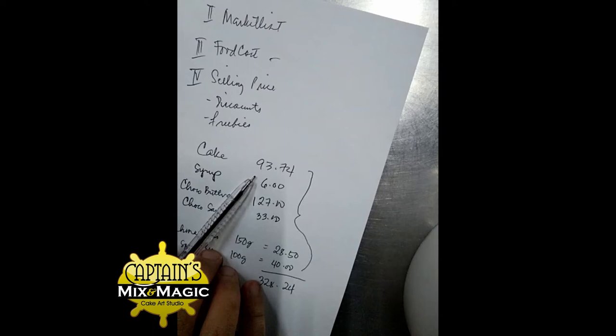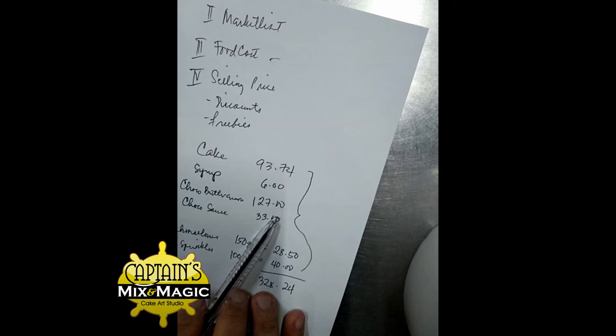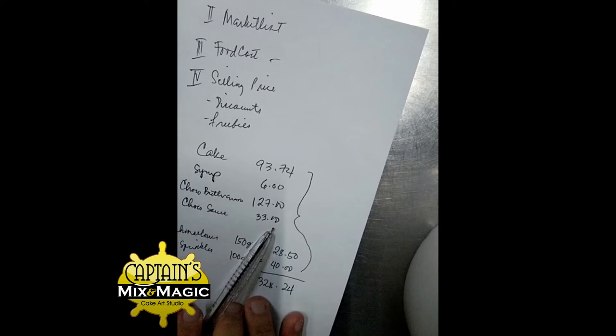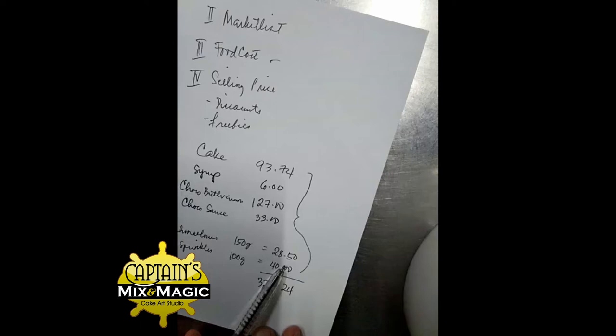93.74 plus 6 plus 1.27. That's 328.24. Okay, again, 93.74 plus 6 pesos plus 127 plus 33 plus 28.50 plus 40 pesos gives you 328.24. Okay, so what does this show you?